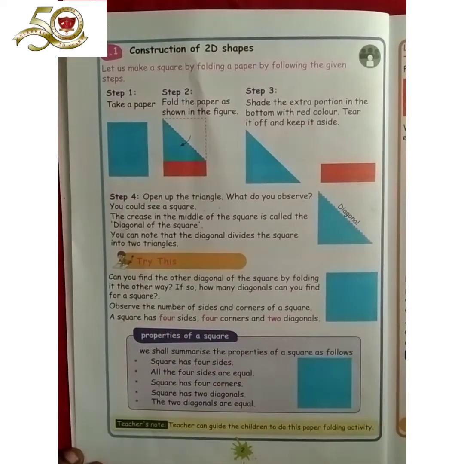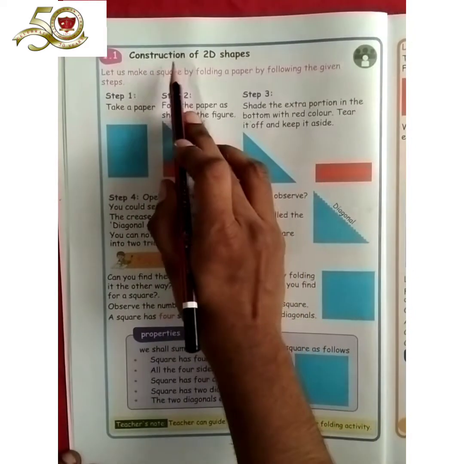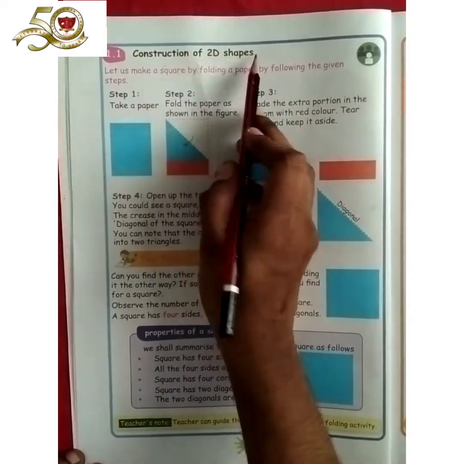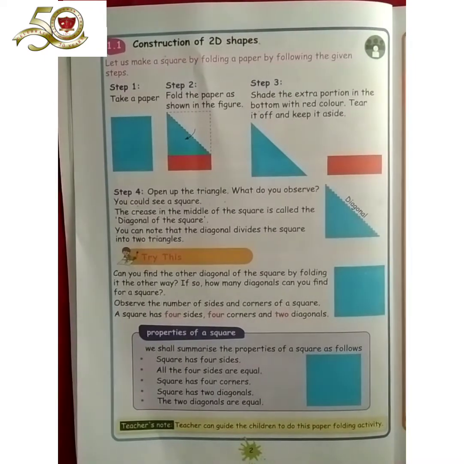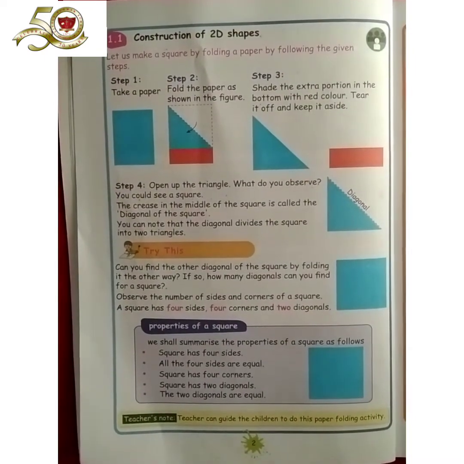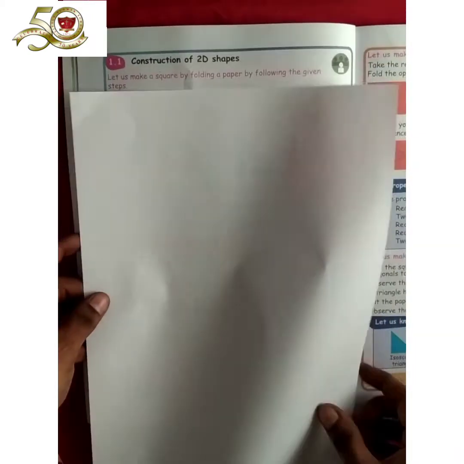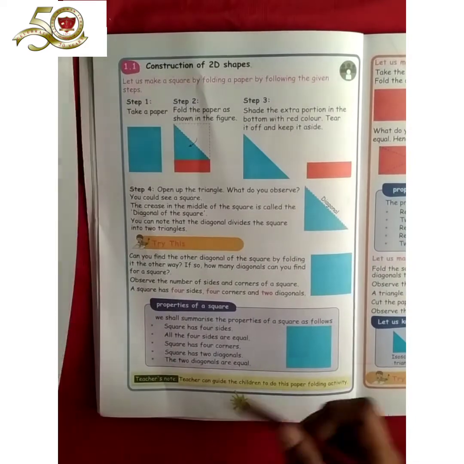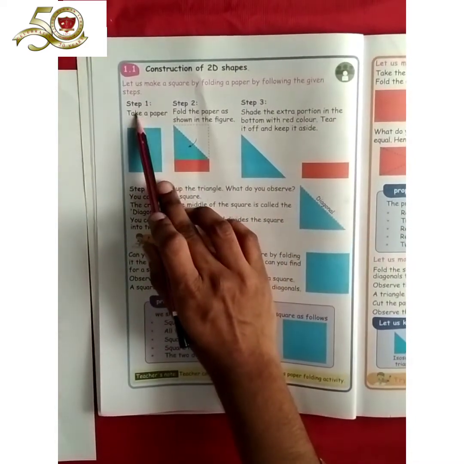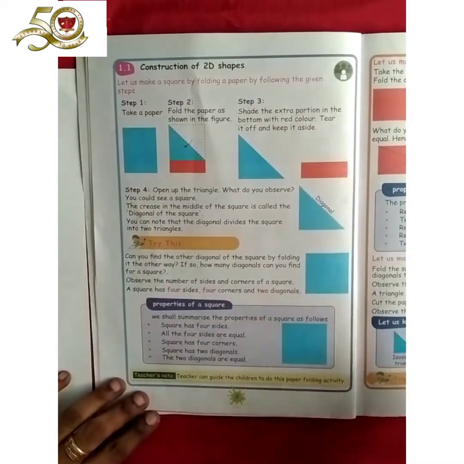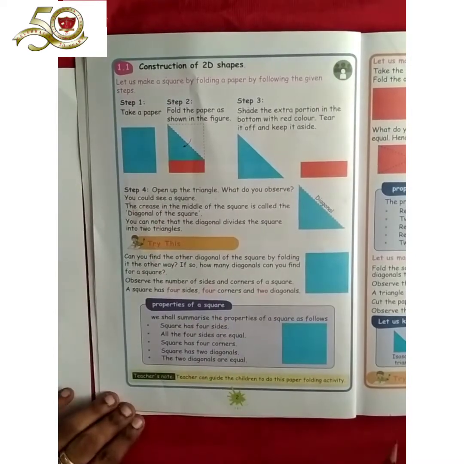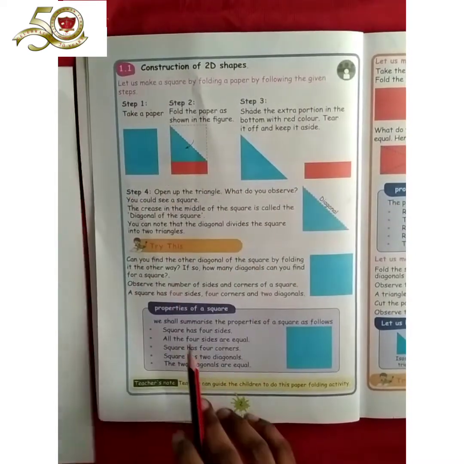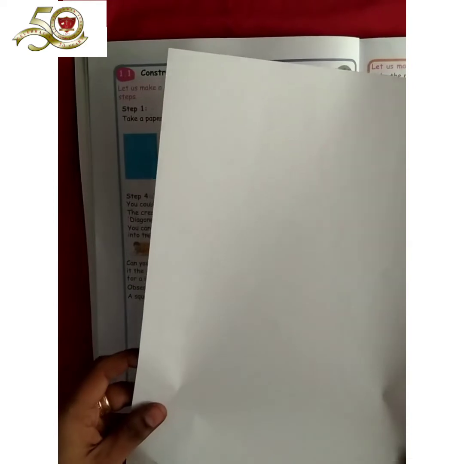Now we are going to see one activity, construction of 2D shapes. I am going to show you how to make a shape. So now I am going to take one A4 sheet. It is white color. So what is this called? A4 sheet. Now we are going to do. Here they have given step 1, step 2, step 3 and step 4. Shall we do? Step 1, take a paper. I have taken a paper.